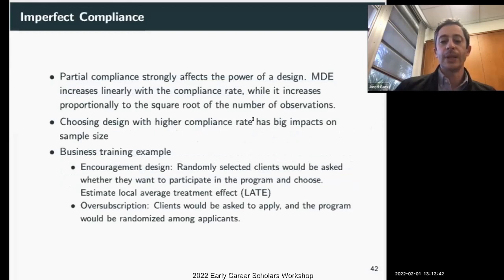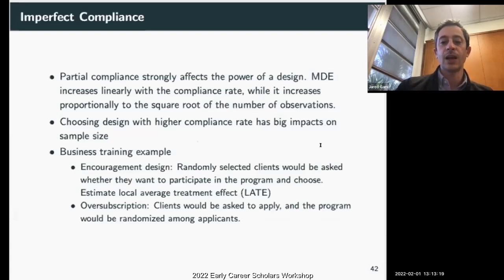And so, this partial compliance is strongly going to affect the power of your design, since your MDE is going to be increasing linearly with that compliance rate, and then proportionally with the square root of the number of observations. Thus, if there's an 80% difference in the take-up rate between the treatment and the control group, the sample size would have to be about 56% larger to achieve the same minimal detectable effect. Alternatively, at the same sample size, the minimal detectable effect would be about 25% larger.